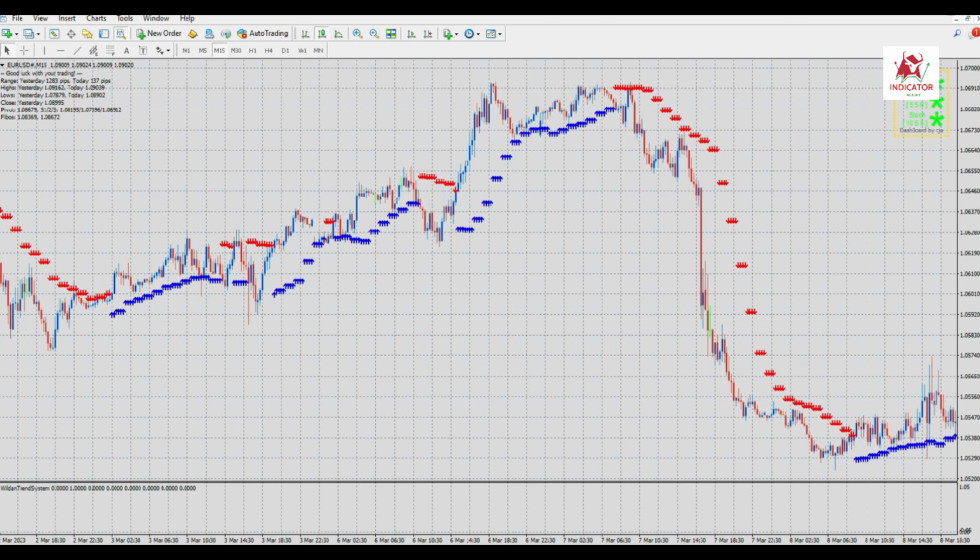How to trade using Wilden trading system. Buy, long, entry, when dashboard is green and all other indicators are blue. Stop loss, previous low of the entry candle. Take profit, open. Sell, short, entry, when dashboard is red and all other indicators are red. Stop loss, previous high of the entry candle.